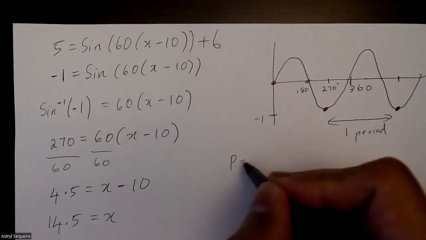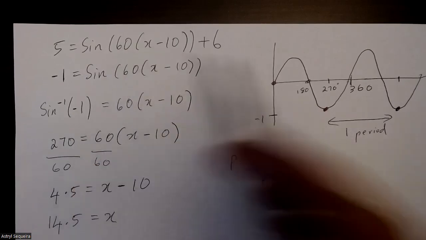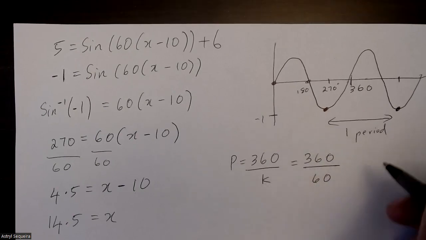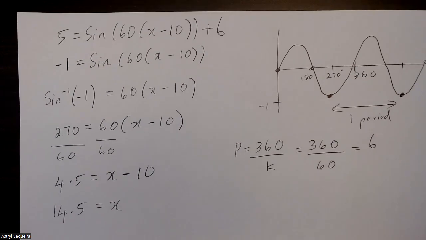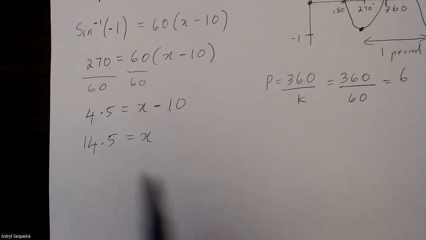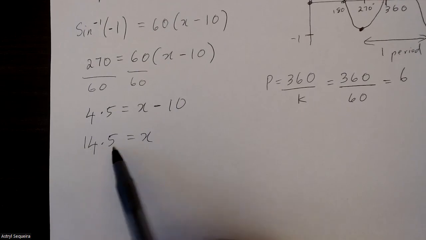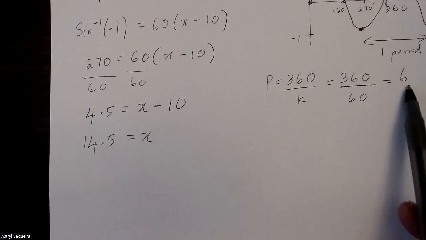Well, we know period is 360 divided by k, and we know k is 60. So period is 360 divided by 60, which is just 6. So in this question, the period is 6. Which means 14.5 is definitely not my first solution, because it's much larger than 6. My first solution should be somewhere in between 0 and 6.